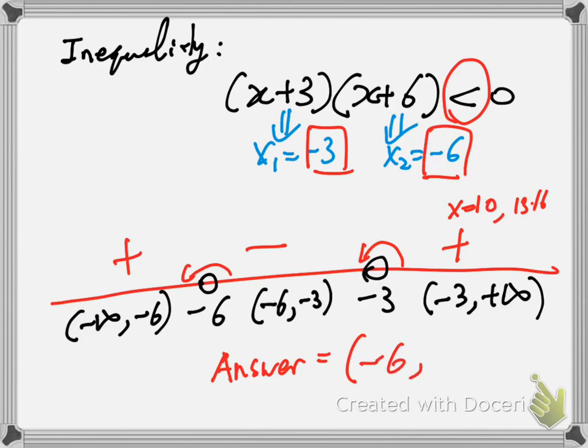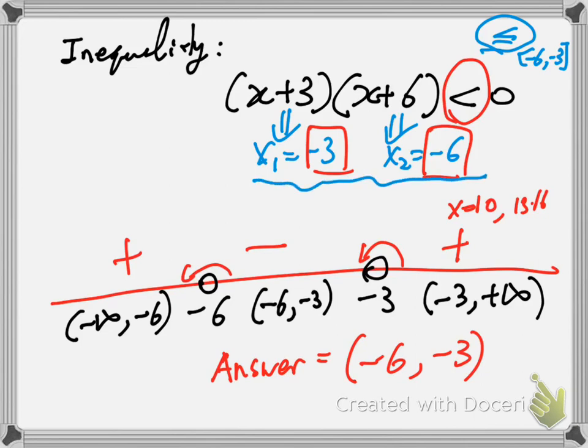So the answer is open -6, -3, open. If this is less than or equal, you have to change these two to closed, right? Then the answer will be closed -6, closed -3, because these two numbers make the product equal to 0. So we start from open intervals, and then we check the 2 endpoints of the answer: open or closed. So this is an easier inequality. Okay, so next one, similar.